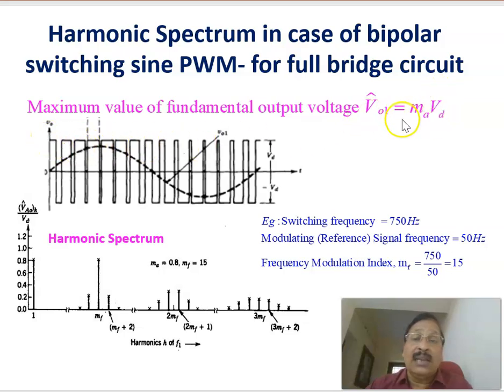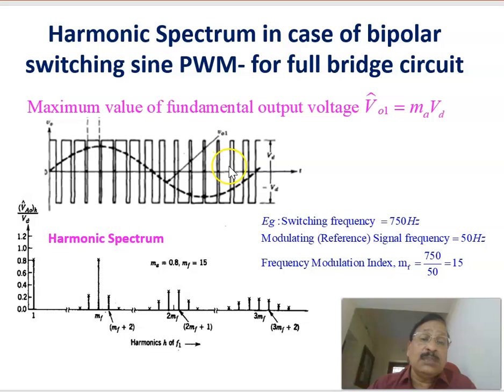That is the maximum magnitude of this one. Now, by changing the MA value, the amplitude modulation index, we can change the maximum fundamental voltage of the output of the inverter. And of course, the frequency is the same as the frequency of the modulating signal.